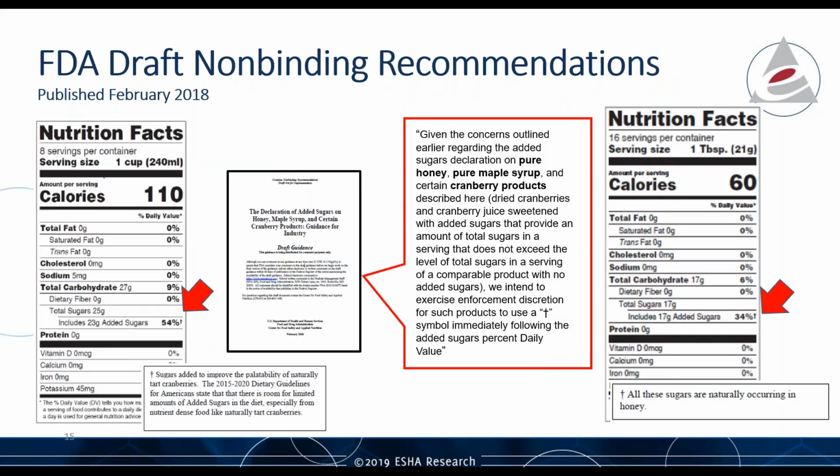As I mentioned, the labeling of added sugars has been evolving. And in February 2018, the FDA provided draft guidance specifically regarding declarations that can be made about added sugars contained in pure honey, pure maple syrup, and certain cranberry products. A dagger or obelisk symbol within the label and a factual statement outside of the label could be used to further explain the added sugars present in these products and to comment on the purity of these products. The symbol option is included in Genesis at this time, and today we're showing Genesis version 11.6.